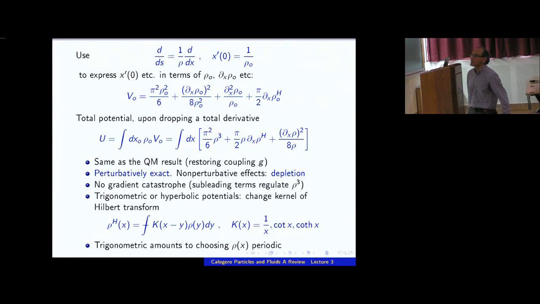That is called the gradient catastrophe. Here, the subleading terms fully regulate rho cube, so the equation of motion for the fluid that you get from here has no such effects. And for the trigonometric or hyperbolic potential, you just change your definition of Hilbert transform here. It amounts to making the system periodic in X.